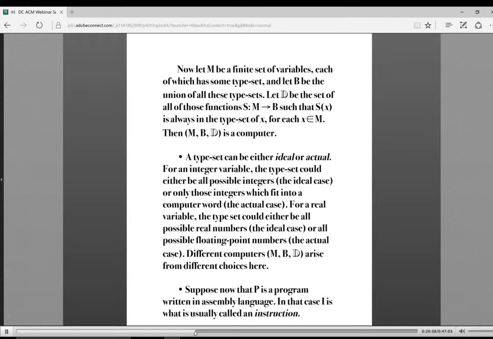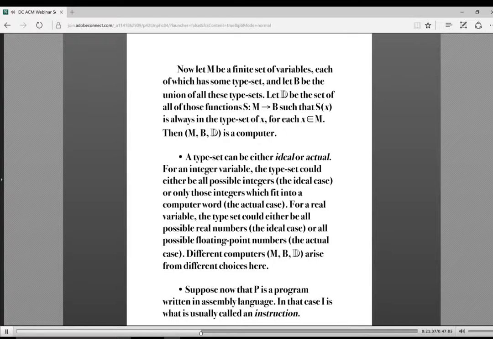Number 3, a type set can be either ideal or actual. For an integer variable, the type set could either be all possible integers, that's the ideal case, or only those integers which fit into a computer word, that's the actual case. For a real variable, the type set could either be all possible real numbers, that's the ideal case, or all possible floating point numbers, the actual case. Different computers MBD arise from different choices here.